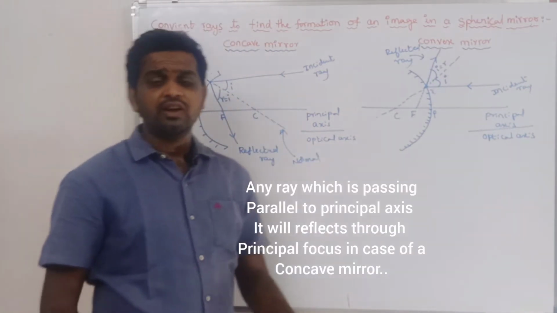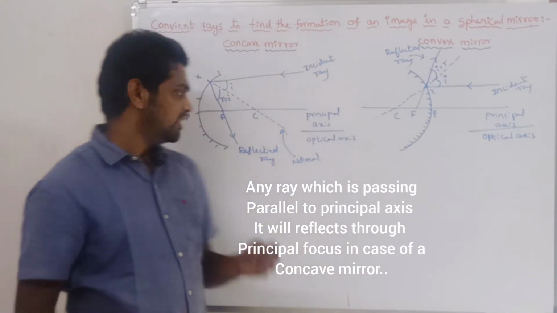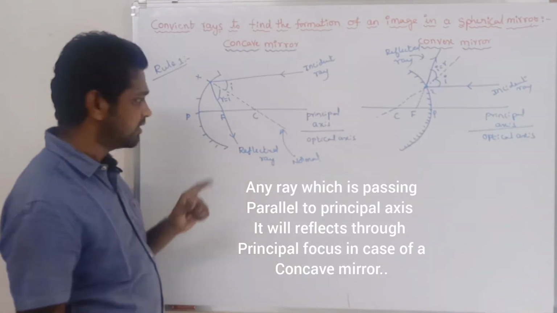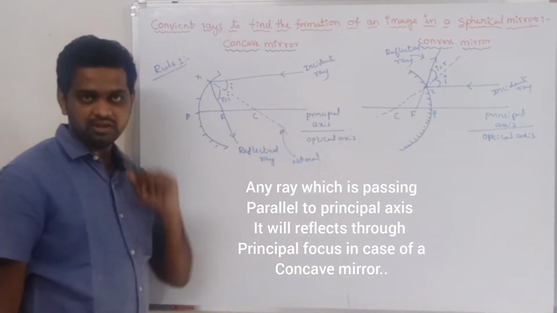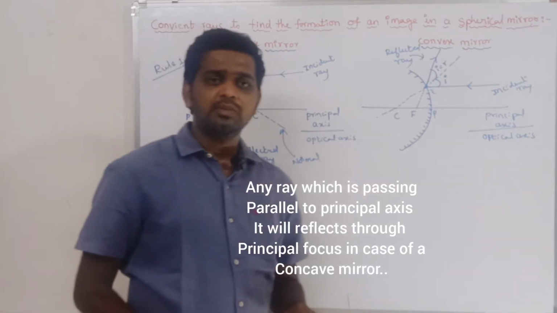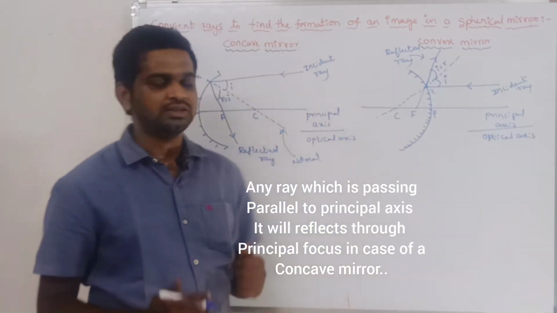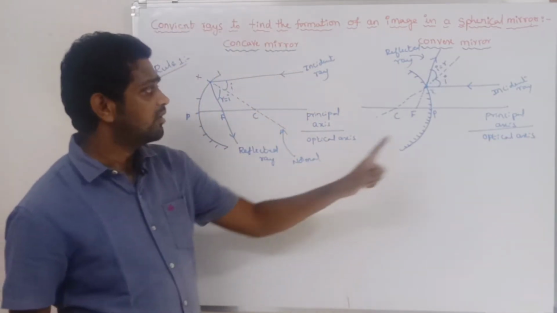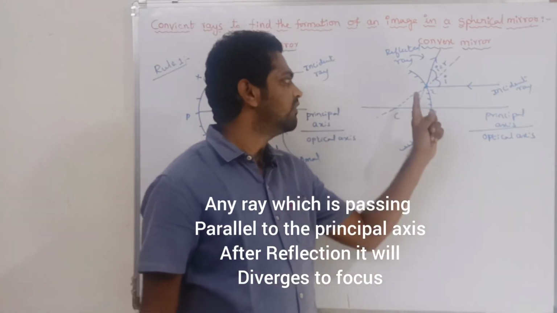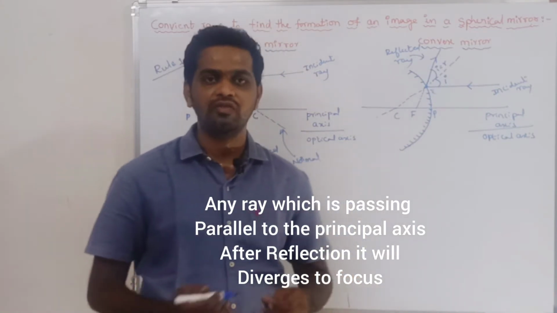Clear? In the case of a concave mirror, the reflected ray will pass through the focus or principal focus. Both are the same. Why am I calling it the principal focus? The focus is lying on the principal axis; that's why we call it the principal focus. A ray which is passing parallel to the principal axis, after reflection, will pass through the focus in the case of a concave mirror. Coming to the convex surface, a ray which is passing parallel to the principal axis, after reflection, will diverge through the focus. Is it clear, children? Now go for the second rule.